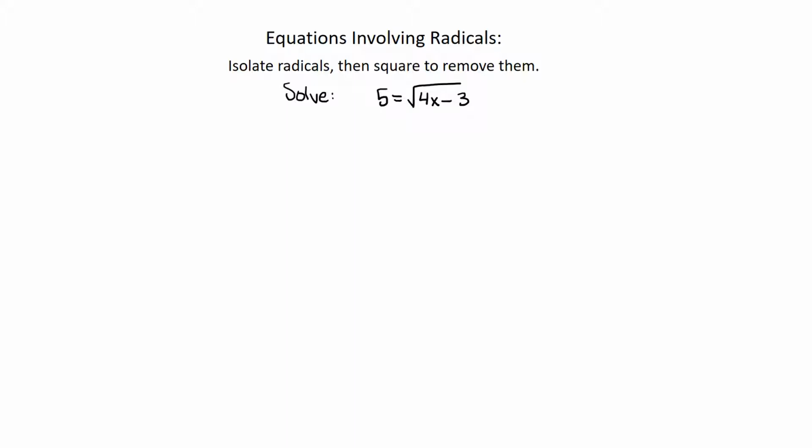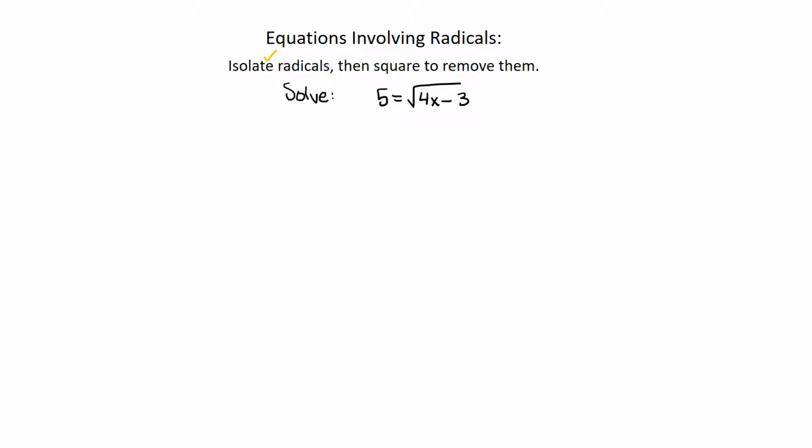Okay, so we're going to start out with this example. So I know that 5 is equal to the square root of 4x minus 3. You can see that I've already isolated my radical. It's already in the form where it's the only thing on one side of the equal sign.